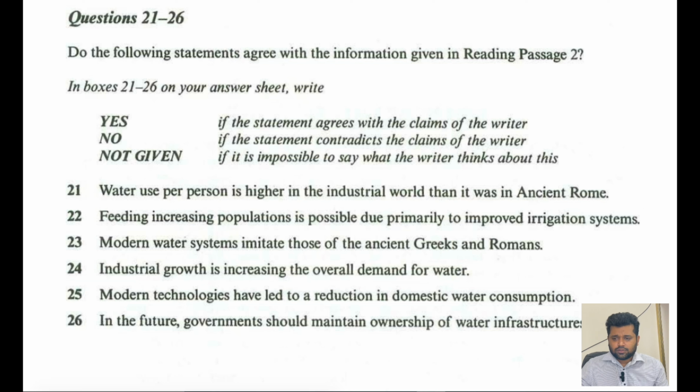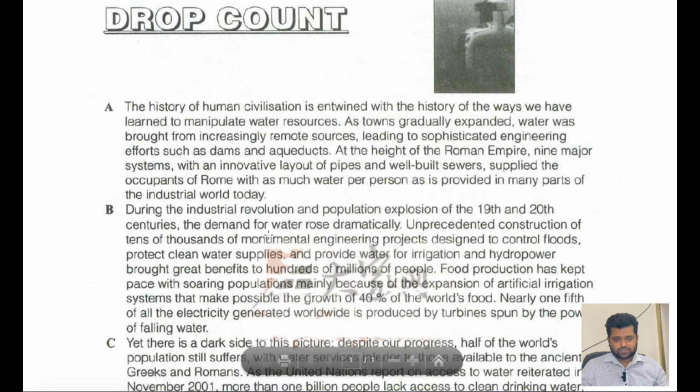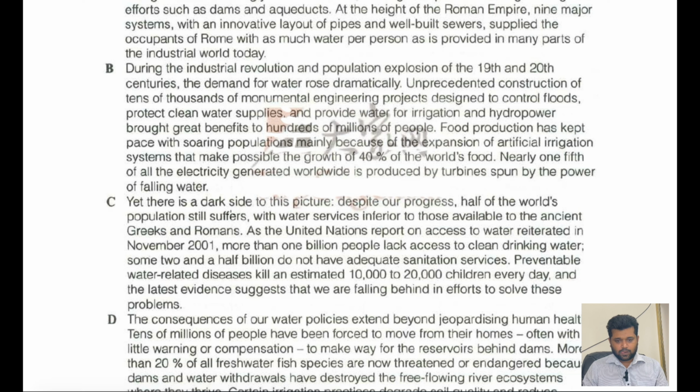Then we go to question number 15, para C. So we should read para C closely. What para C says: yet there is a dark side of this picture. Despite our progress, half of the world's population still suffers with water services inferior to those available in ancient Greece and Rome. So here we find a comparison that makes the service of today's world inferior to the service of ancient times. So here we find information comparing Greeks and Romans.